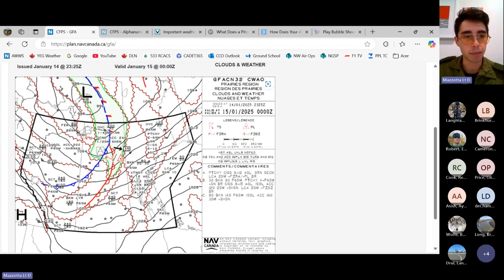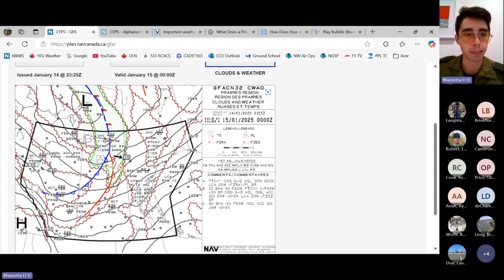If we look over the Edmonton area in Alberta, you can see that there's going to be a scattered layer of cloud, tops at 24,000 feet, bottoms at 18,000 feet, and a few layer of cloud tops at 10,000 feet, bottoms at 8,000 feet, and that P6SM, prevailing visibility is greater than 6 statute miles.